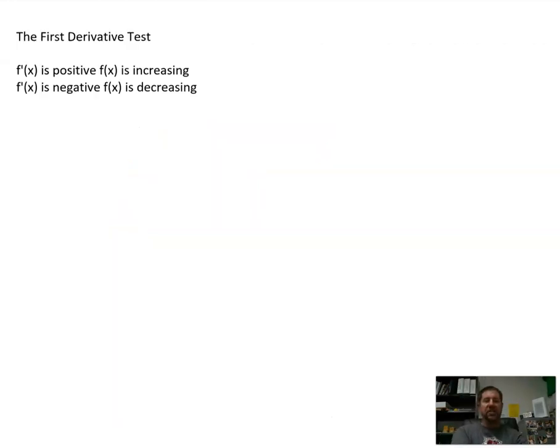All that pretty much sums up what the first derivative test is. If f prime is positive, I know that f of x is going to increase. If the derivative is positive, I know that my function is increasing. If f prime of x is negative, then I know that f of x is decreasing. If my derivative is negative, then the function itself has to be decreasing.